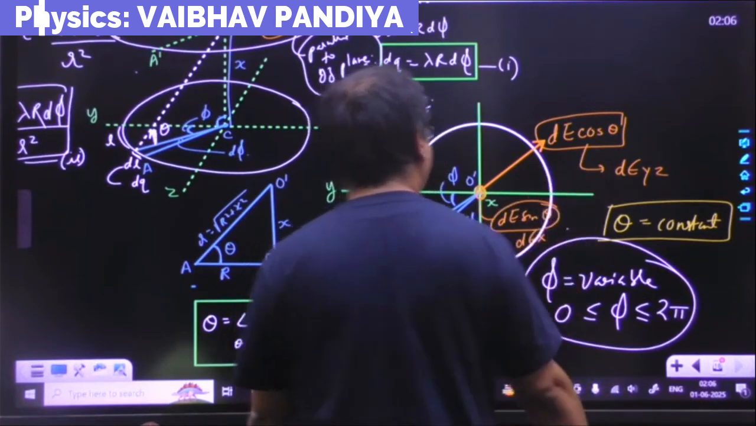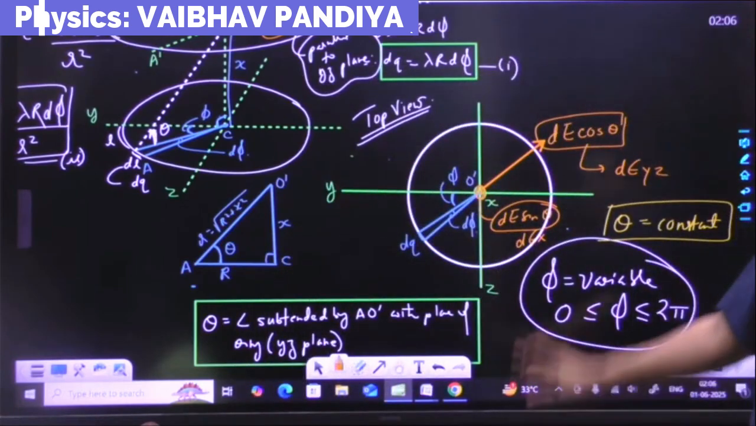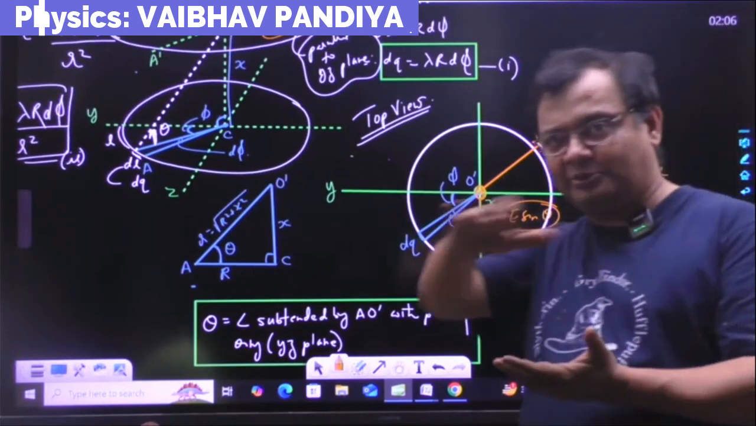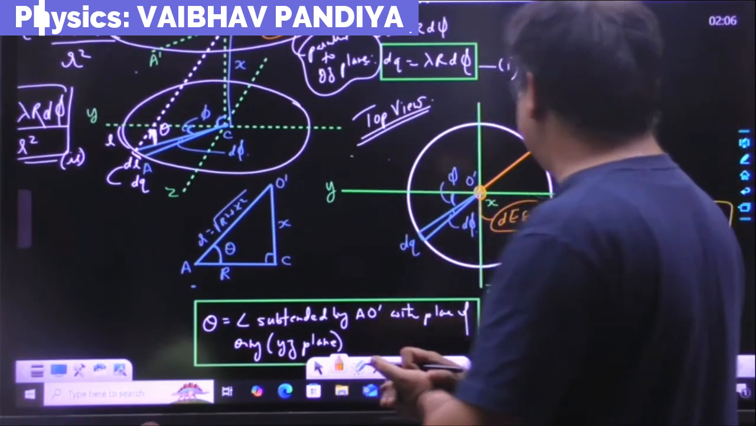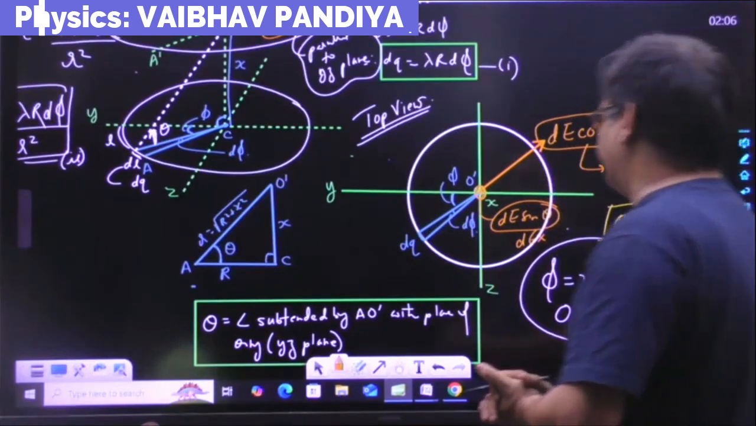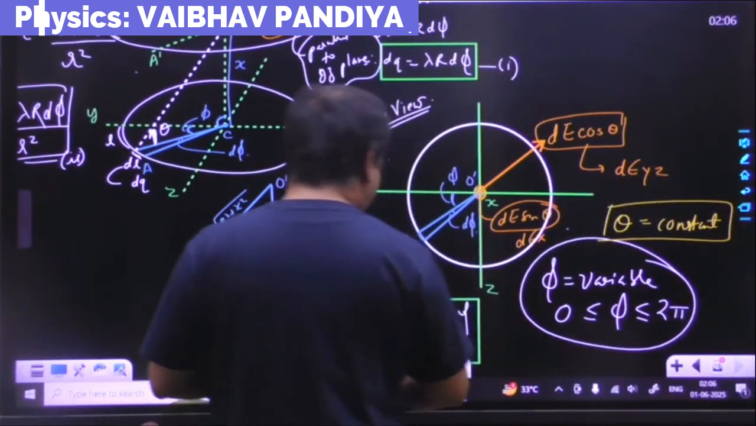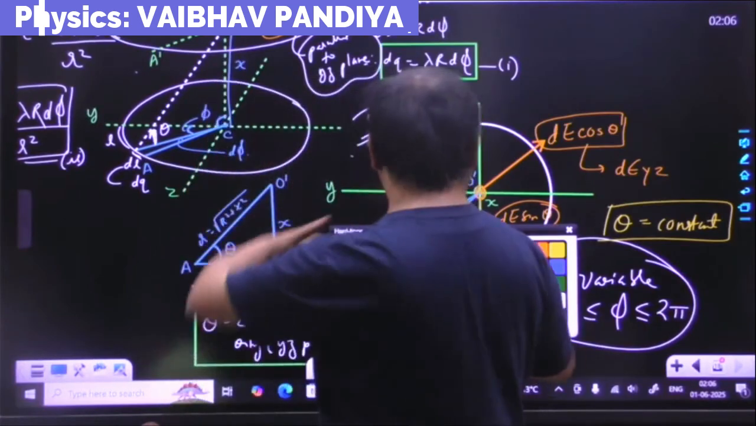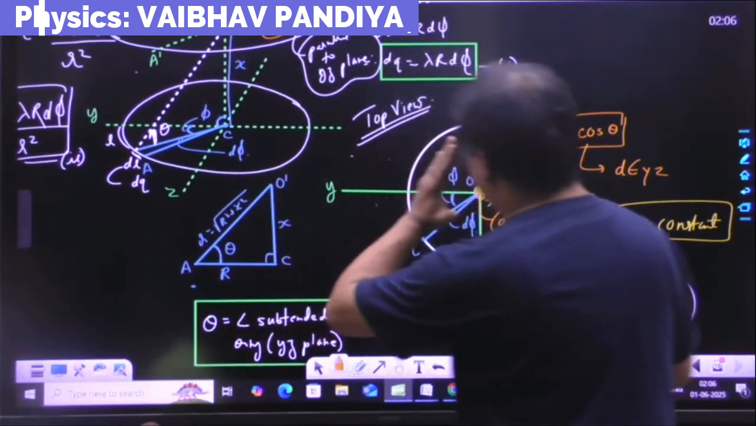So we got the two components of the electric field. One is dE cos theta in the YZ plane, that is the plane of the ring, and another is dE sin theta along the x-axis, that is perpendicular to the plane of the ring. Now, where will the component dE cos theta be? It will be below the vector dE.